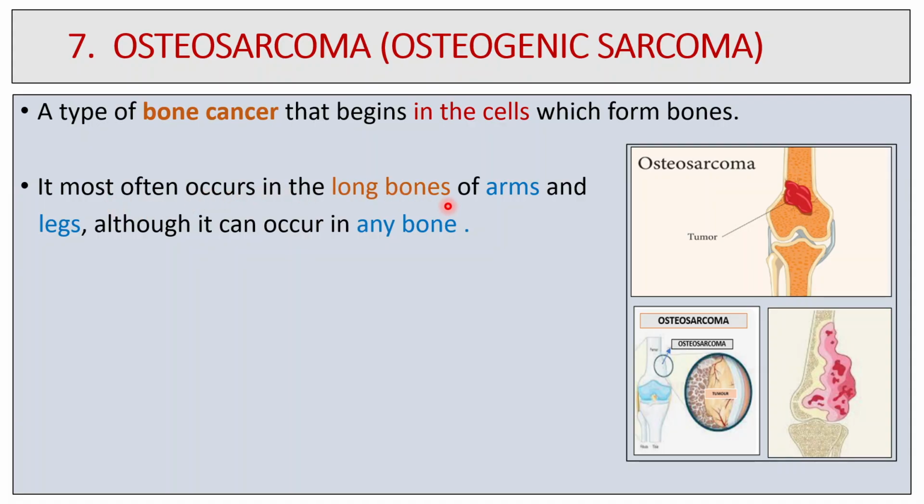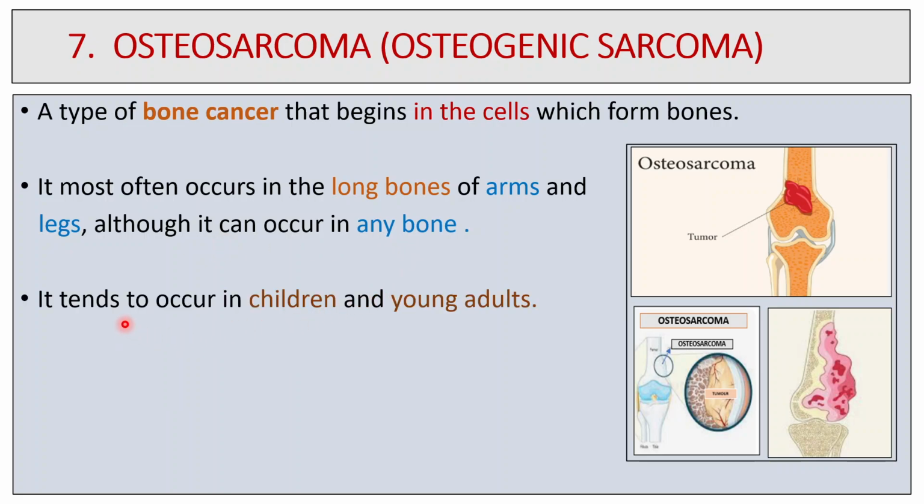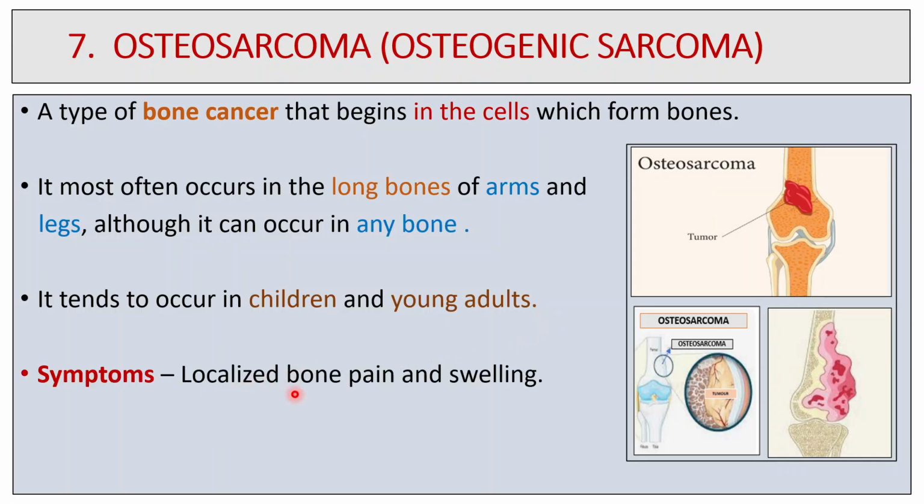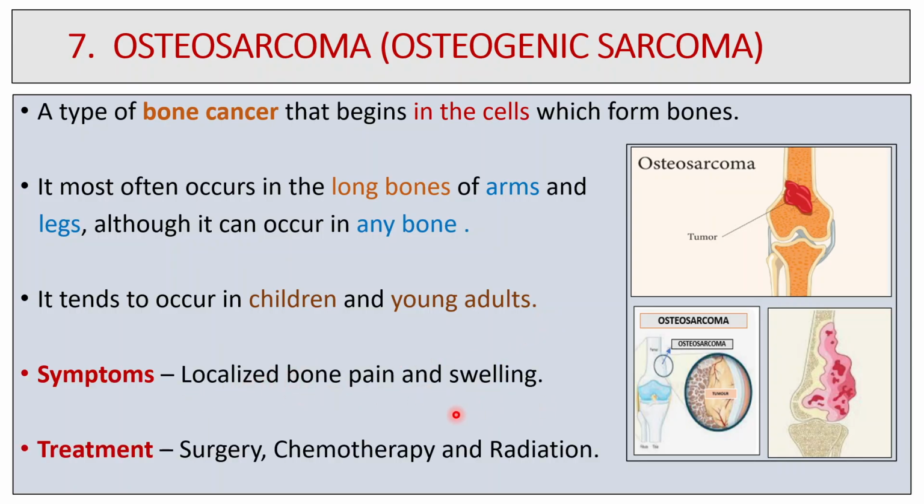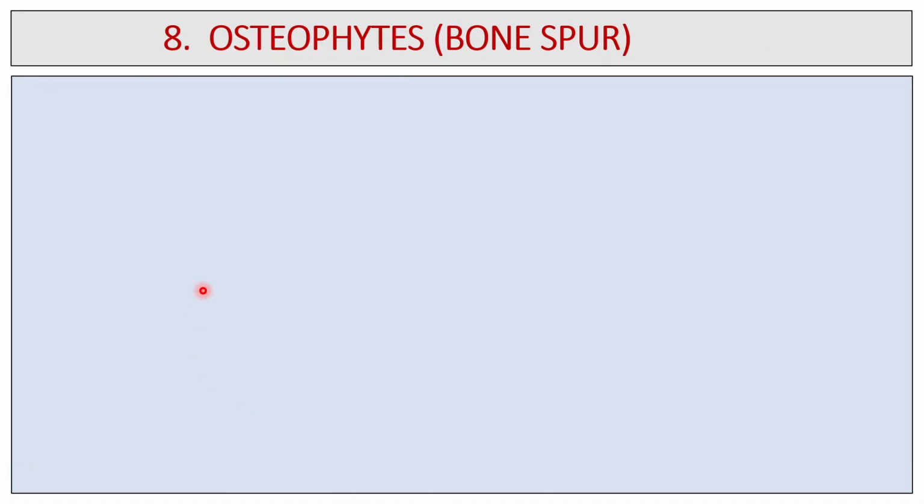It most often occurs in the long bones of the arms and the legs, although it can occur in any bone. It tends to occur in children and young adults. Symptoms: localized bone pain and swelling. Treatment: surgery, chemotherapy, and radiation, which is anti-cancer treatment.